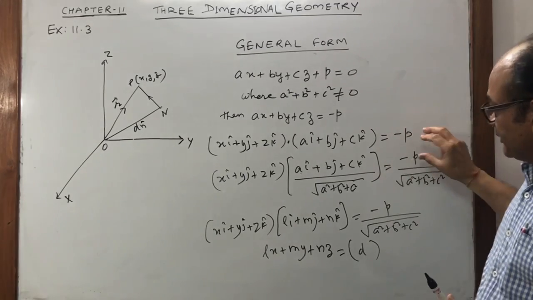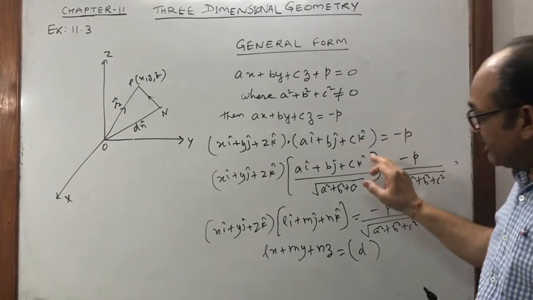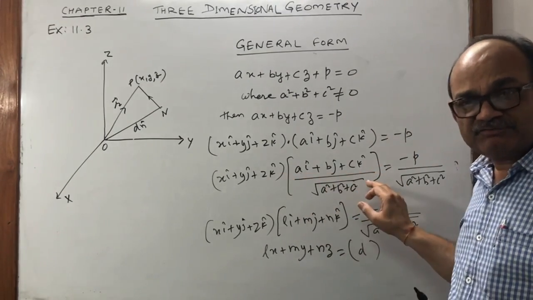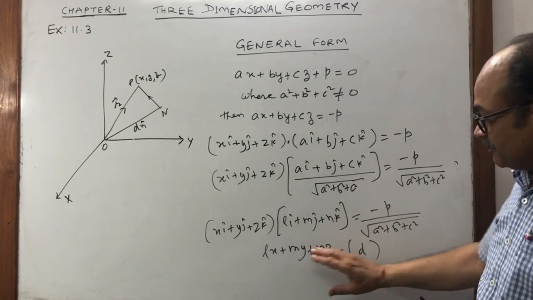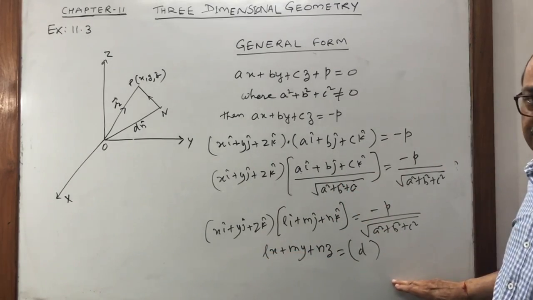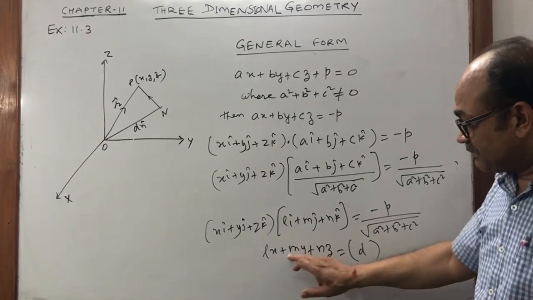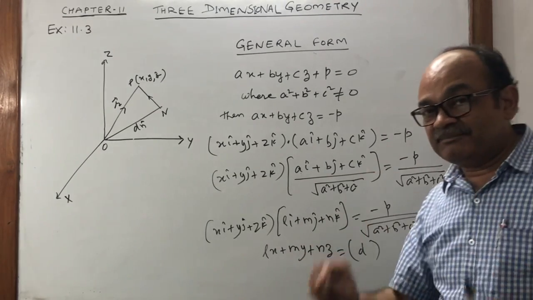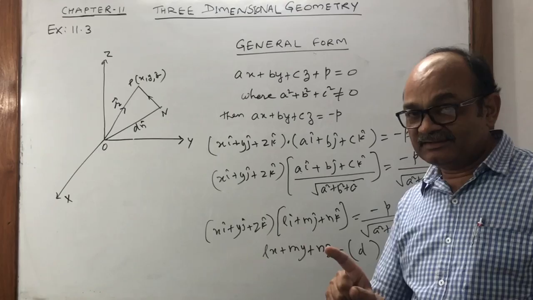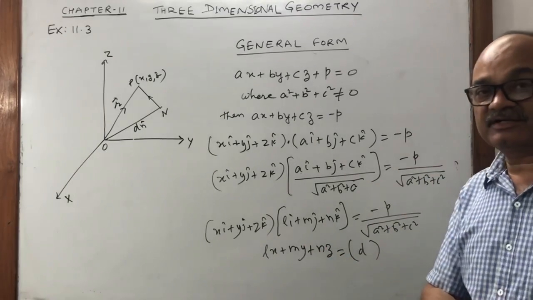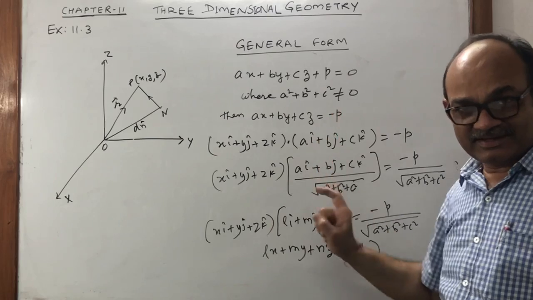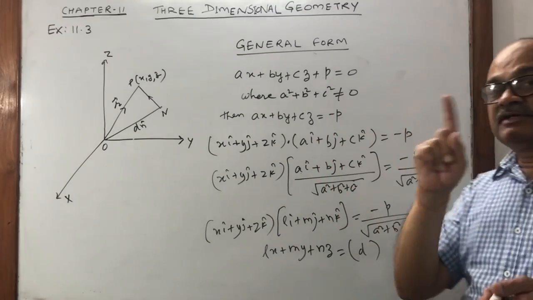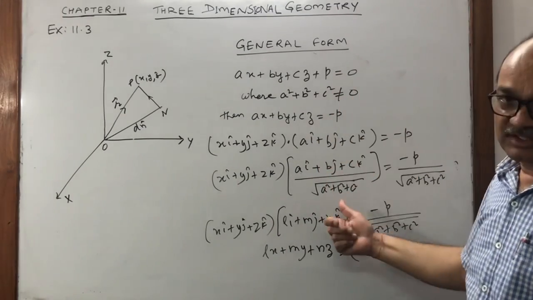side, make it minus p, divide by the magnitude of the vector, that is under root a square plus b square plus c square. We have converted it to the previous form, the normal form, Lx plus my plus nz, where l, m, n are the DCs of the normal. So the right hand side is nothing but the length of the perpendicular from the origin. Clear? So no confusion between the previous form and this general form.